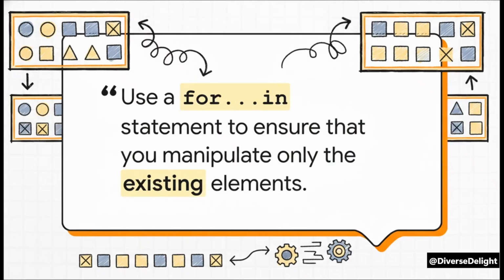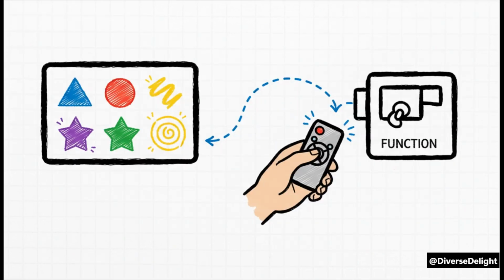And that little difference leads to a massive aha moment for coders. If you only want to work with the real data that's actually in your array, the for in statement is your best friend. It automatically skips those empty, undefined spots for you, which makes your code so much cleaner and safer.